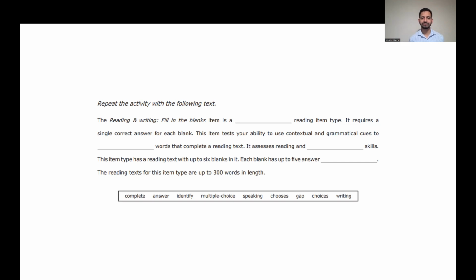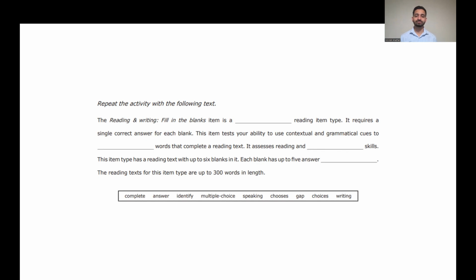It's a reading item type. Speaking reading item doesn't make sense. Chooses, gap, choices, writing, it has to be multiple choice. So multiple choice is the adjective here that we can use. It requires a single correct answer for each blank. So we talked about multiple choice, and it also agrees, when you think about it, it requires a single correct answer. So it's agreeing with the lexical meaning of the context of this paragraph, right?